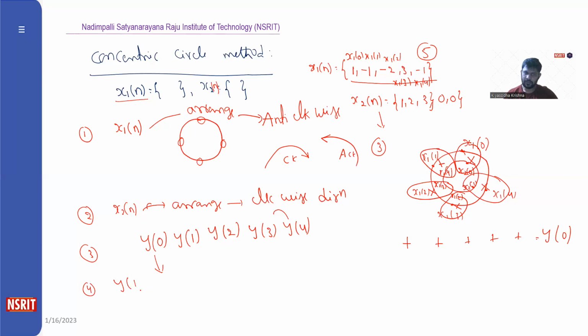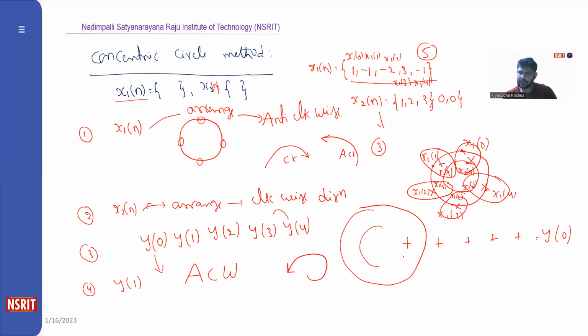Where you calculate the y of n, the first step x1 of n in anti-clockwise, second x2 of n in clockwise, third, where you arrange all these, you can calculate the y of 0. Now we have to calculate the y of n. The inner circle we have will be arranged in anti-clockwise direction. Anti-clockwise direction means you have to rotate this one step to here.